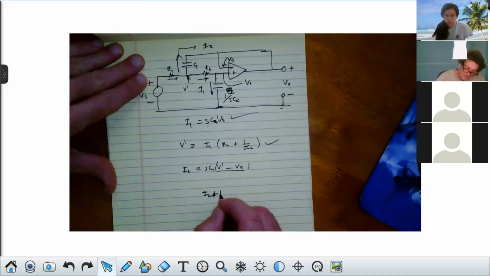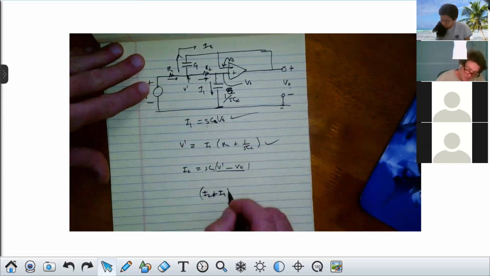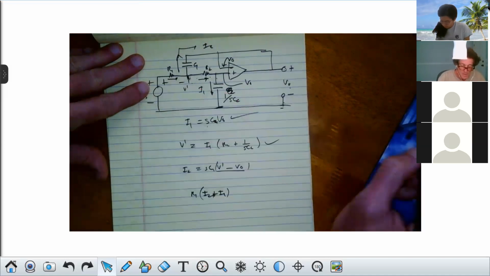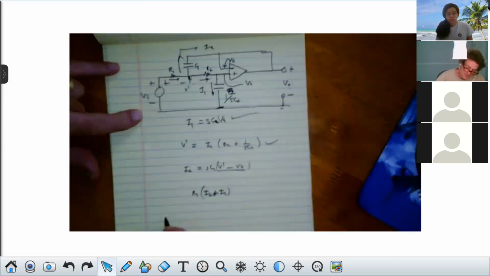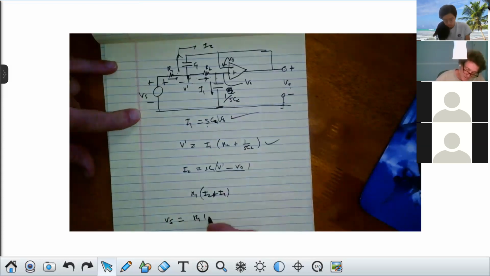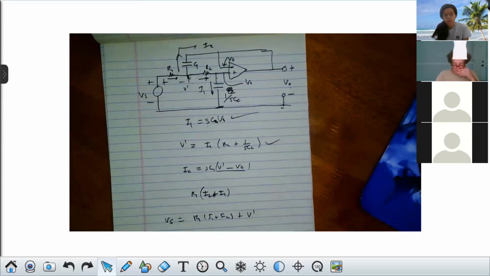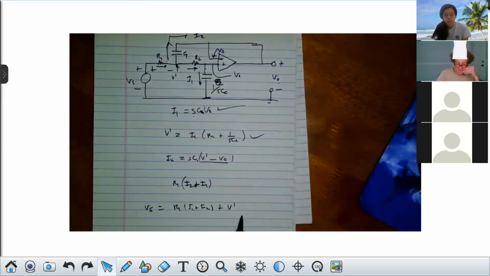Plus I1 would be the current here. And that current times R1 would be the voltage drop here. So I can say that Vs would be equal to the voltage drop here, which is R1 times I1 plus I2, right? And then it's going to be that plus V prime, correct? Yes, sir. Now, you can see what I'm up to.